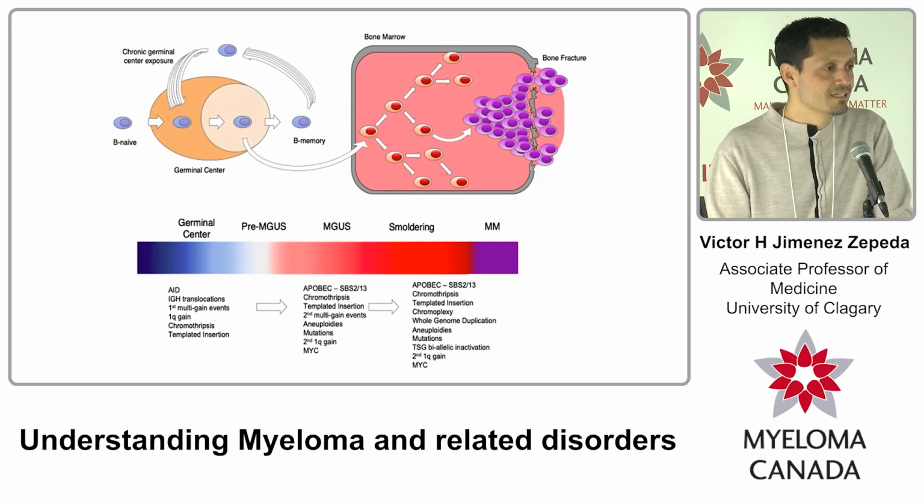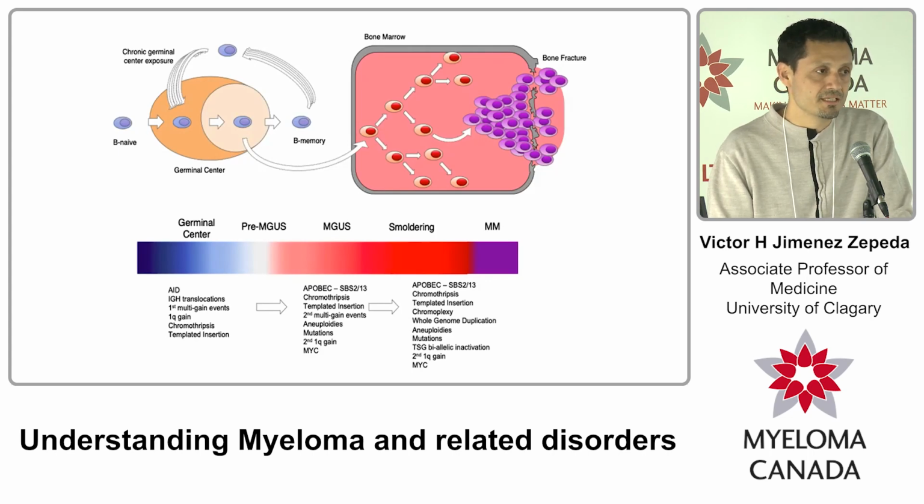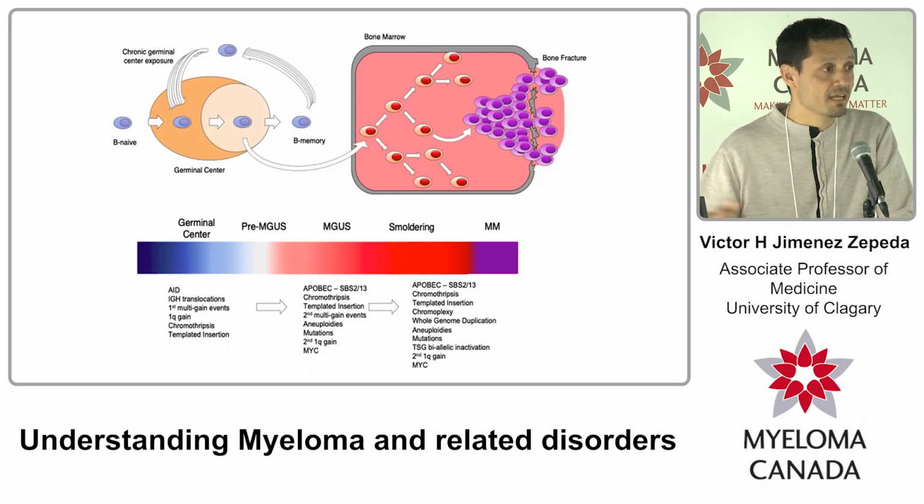So the problem is that it's so prevalent as we get older that you can see around 3 to 4% of people at the age of 50 that might be harboring these proteins, around 4 to 5% of people at the age of 60, 5 to 6% of people at the age of 70, and especially in males, 8 to 10% of people at the age of 80 might be harboring these proteins, and most of them will die of something that is completely unrelated. There is just a small proportion of people that actually will transform into myeloma.